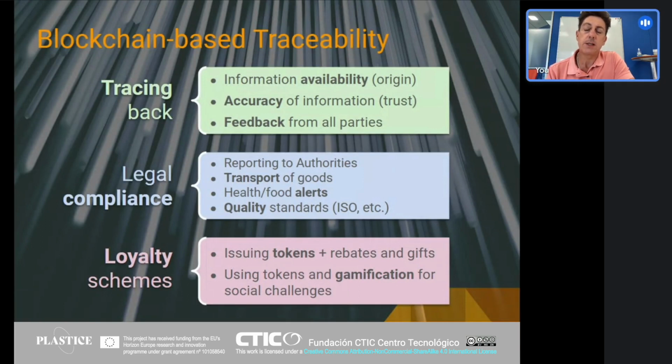Also used for legal compliance. You know that in some cases there are certain authorities that need some type of documents or information that is evidence or a proof that you have complied with some regulation. And also you can use traceability for creating loyalty schemes, because issuing tokens can give you a type of card like those given in a supermarket. You earn points and you can redeem them for discounts or something. You can use digital tokens to replicate that type of business logic.